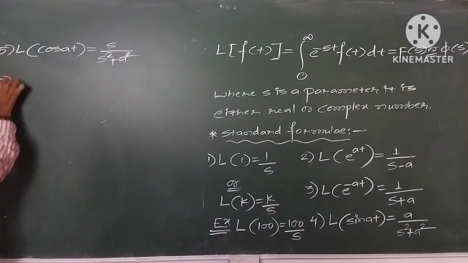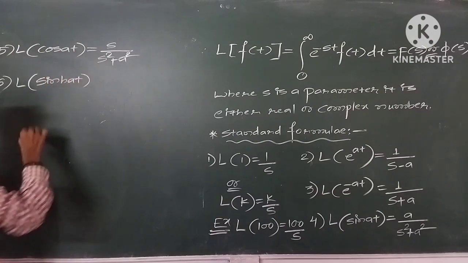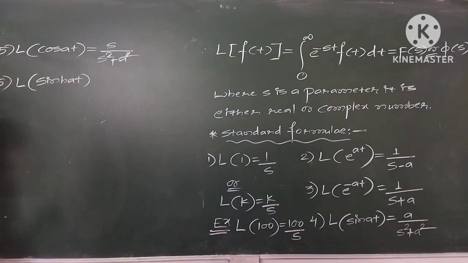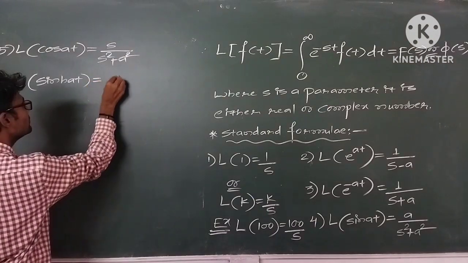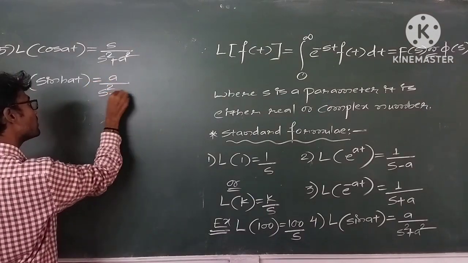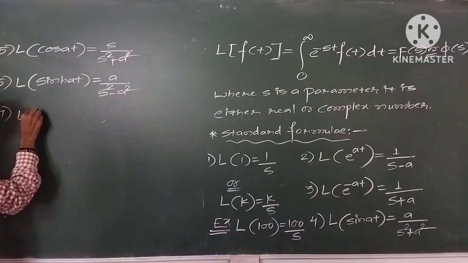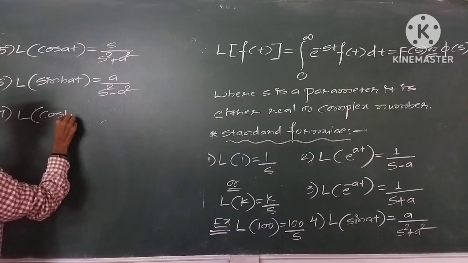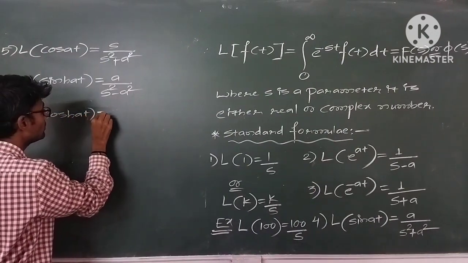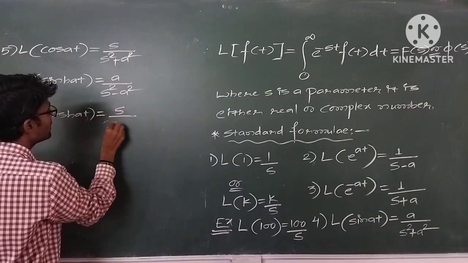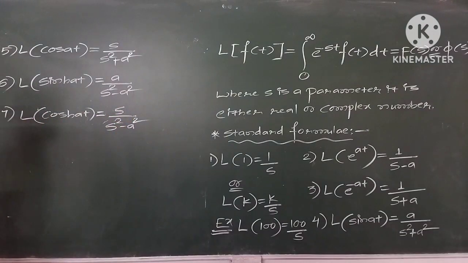Next, sixth one, Laplace transform of sin hyperbolic at. We are taking hyperbolic function here. Laplace transform of sin hyperbolic at is equal to a divided by s square minus a square. Next, seventh one, Laplace transform of cos hyperbolic at is equal to s divided by s square minus a square. So these all formulas you remember.